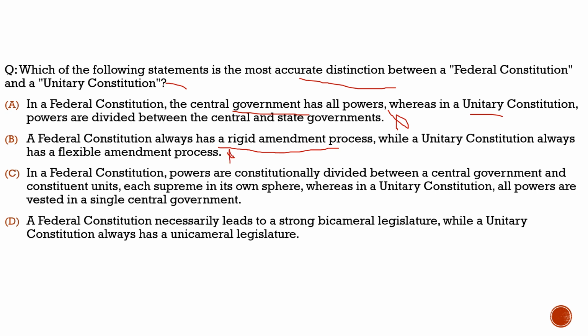Third statement, in a federal constitution, powers are constitutionally divided between a central government and the constituent units, each supreme in its own sphere, whereas in a unitary constitution, all powers are vested in a single central government. 100% correct. This is exactly the definition, the difference between the two. So the correct answer to this question is option C. Now let's move to another slide and see what question we had brought there.